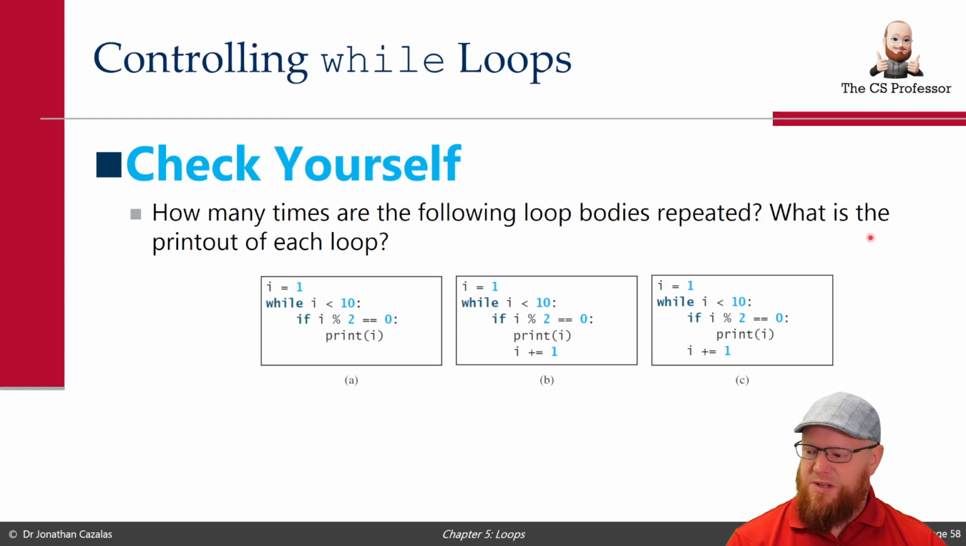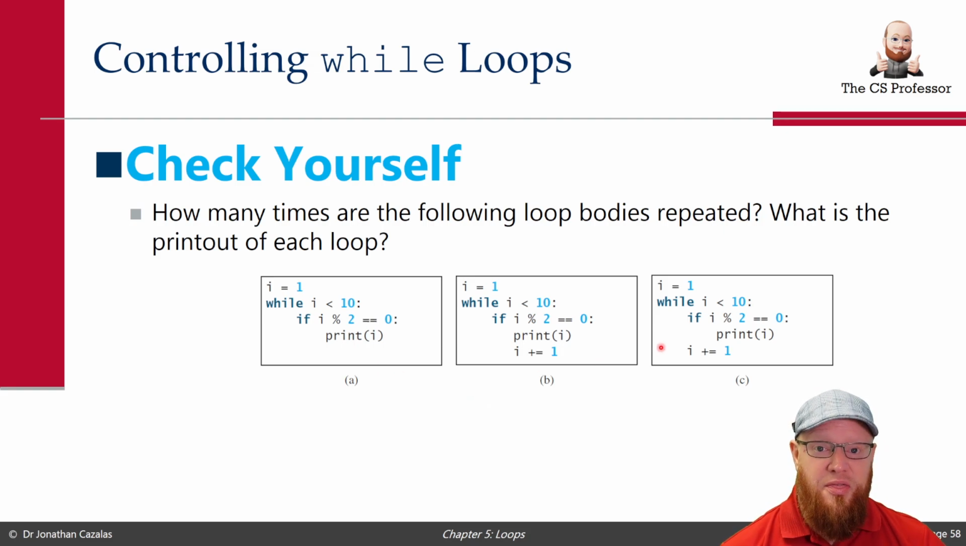Here we have 3 snippets of code, and let's look at each one of them and try to determine how many times those code snippets are repeated, and what is the printout of each. So when we look here at A, i starts at 1, while i is less than 10, 1 is certainly less than 10, so that's true. If 1 mod 2 equals 0, we want to print. So 1 mod 2 is 1, not even. That's really checking if it's even. It's not even. If it were even, we would print it. So think about how many times that's going to execute. Pause the video and then come back after you have an answer.